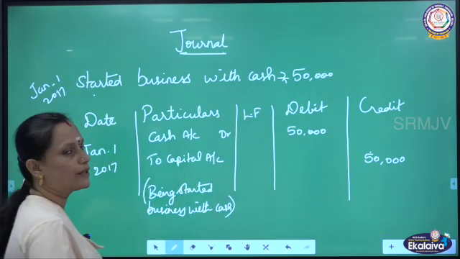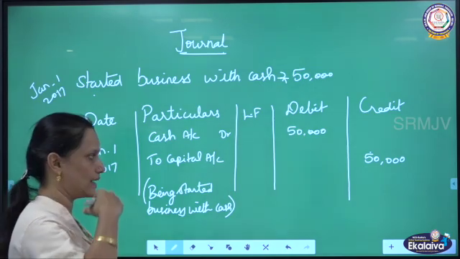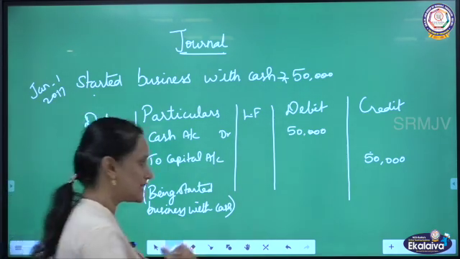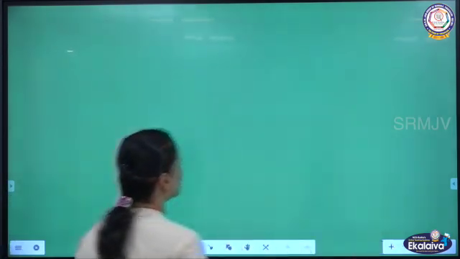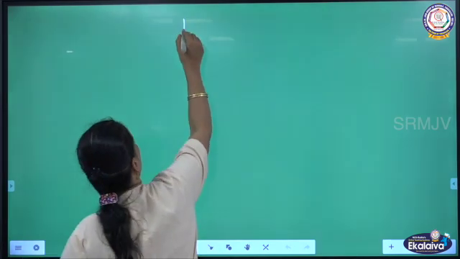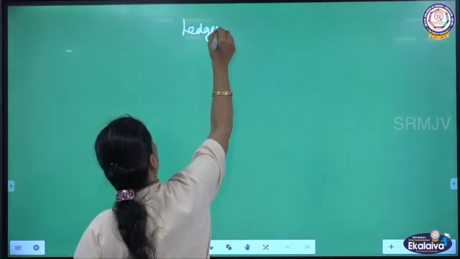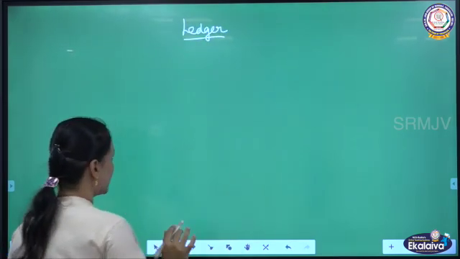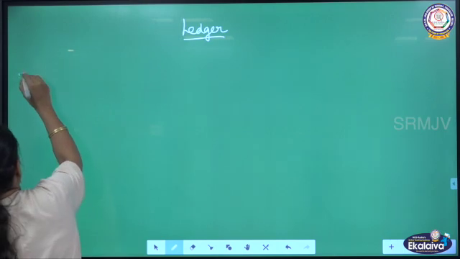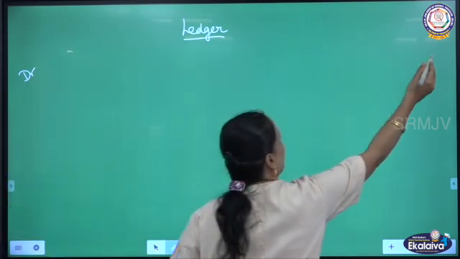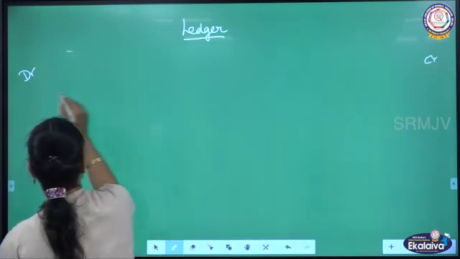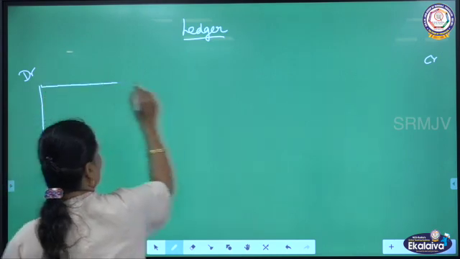This is the journal. Now I am going to post into the ledger. That is called posting. See, children, the ledger. This is the T format I said, with the debit side and the credit side. See how I am writing.